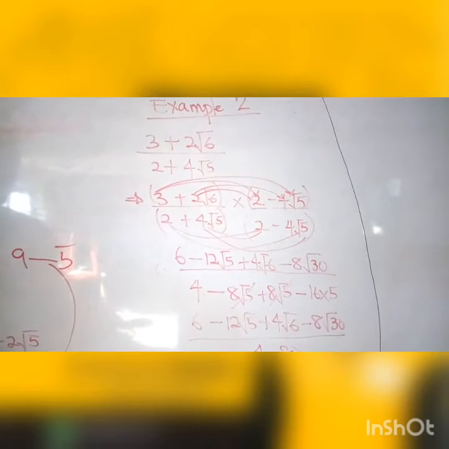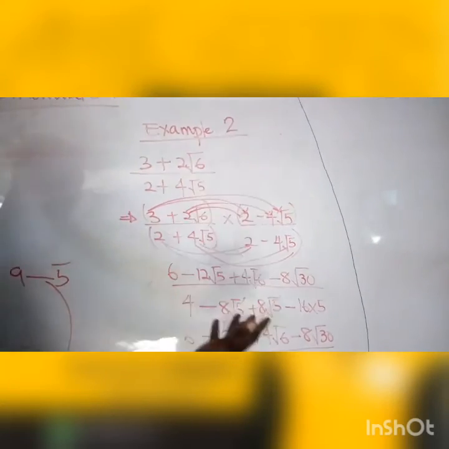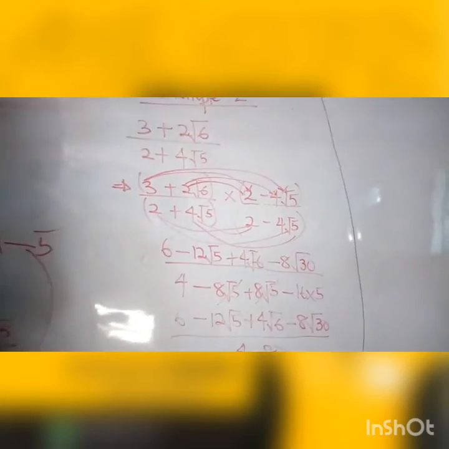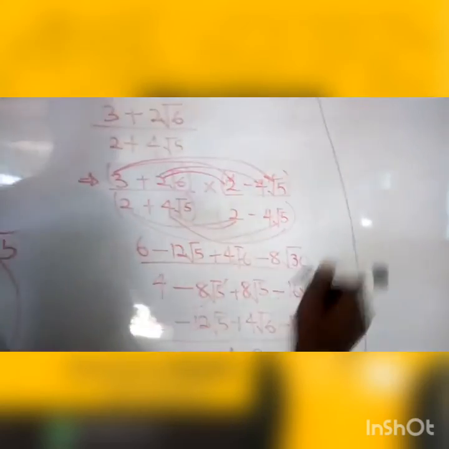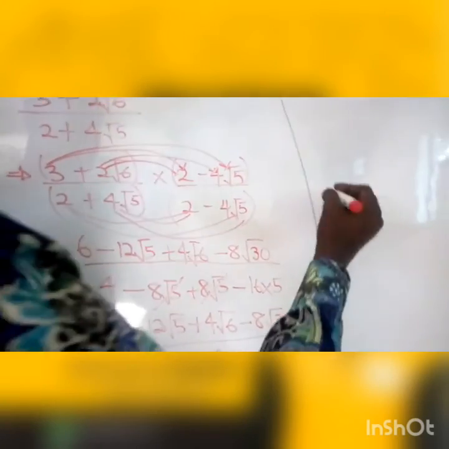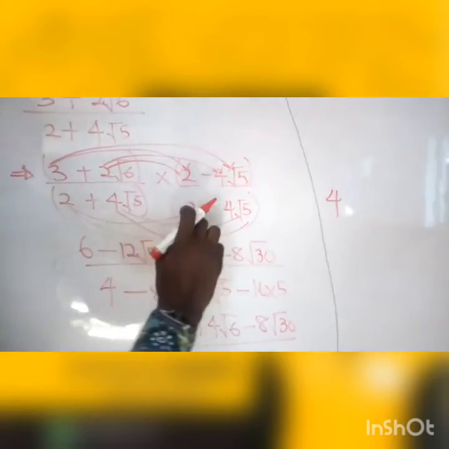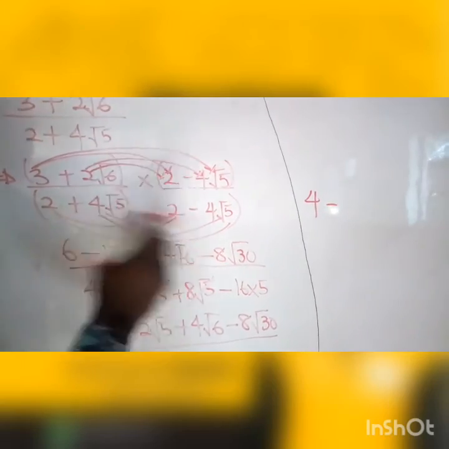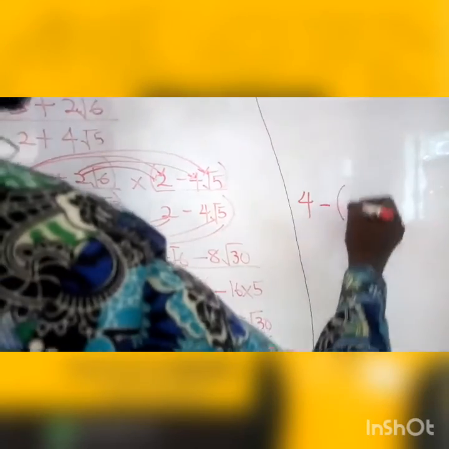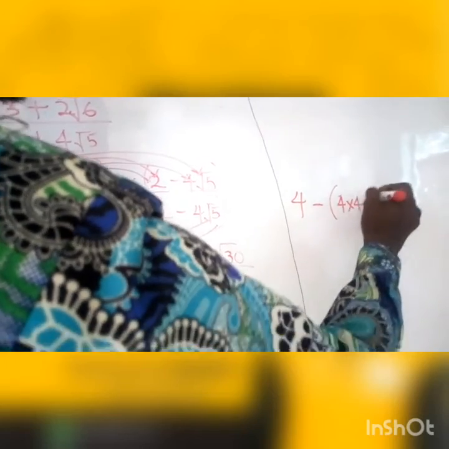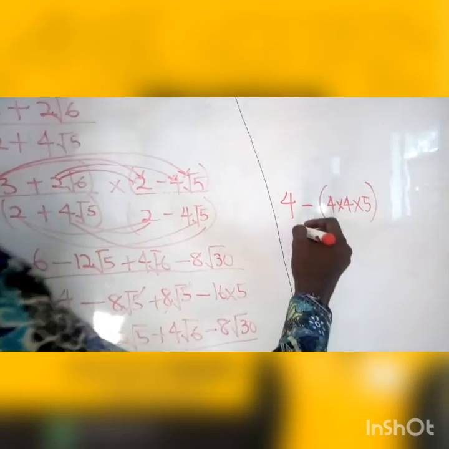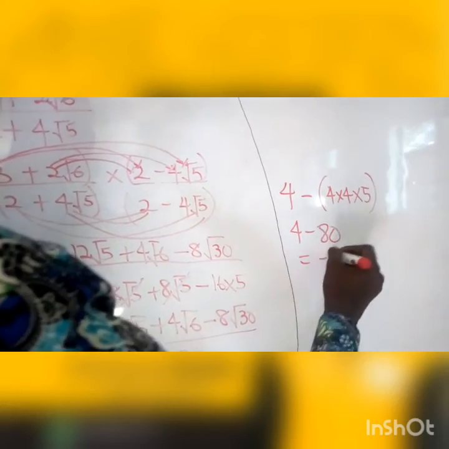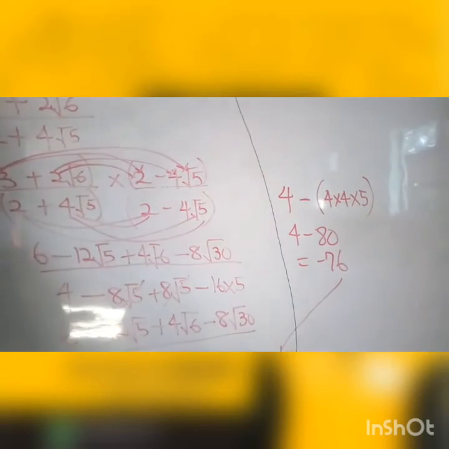I could also use my shortcut method to get the denominator without having to go through the removal of square root signs. For instance, look at it. 2 times 2 gives me 4. Plus times minus gives me minus. 4 root 5 times 4 root 5 gives me 4 times 4 times 5. That invariably gives me 4 minus 16 times 5, 80, which is minus 76, which is what I have here.